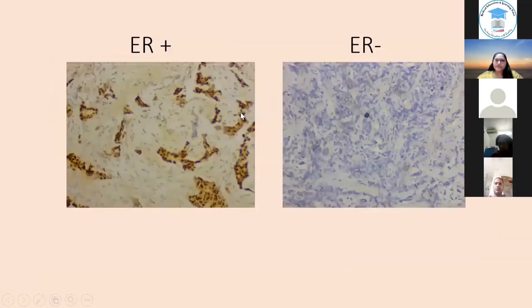So just a few pictures from my sign out reports. This is a case of breast cancer, and here we can see beautiful ER positivity. You can see these cells, these show the clear-cut nuclear positivity. So it is clear-cut, definitely more than 1%.